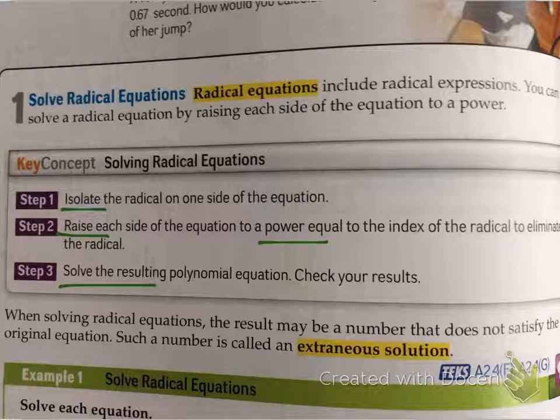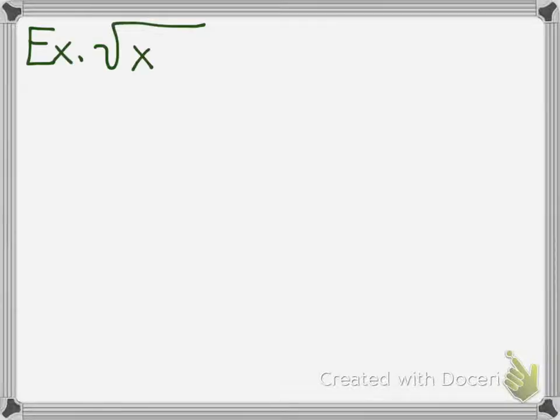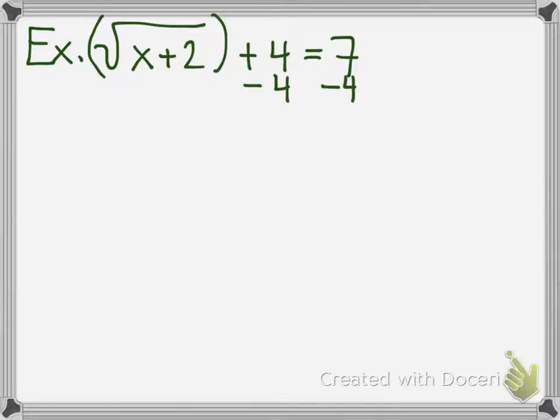Okay, so let's look at some examples. Here's a problem: square root of x plus 2, plus 4, is equal to 7. Step 1 says isolate the radical first. So I'm going to get the square root of x plus 2 by itself, which means I need to subtract 4 from both sides. This is just like solving a normal equation. 7 minus 4 is 3, so now I have the square root of x plus 2 equals 3.